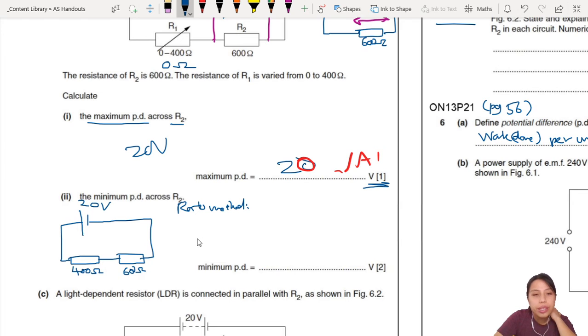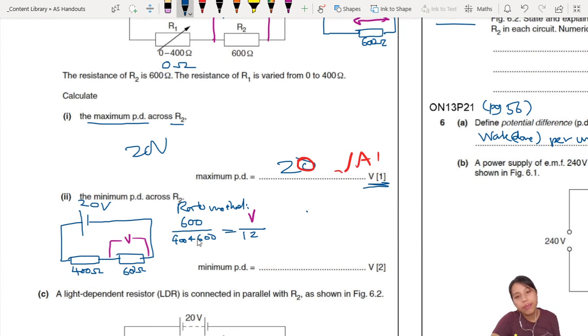Here we go. Ratio method: if I want to find the potential drop across this one, what I need to do is take that resistor's resistance over the total resistance, which is 400 plus 600, equals the ratio of that resistor's V, I use purple, over the total potential drop across all the resistors, which is 12. Then what do we get? V equals 600 over 1000 times 12, 7.2 volts. Correct or not?